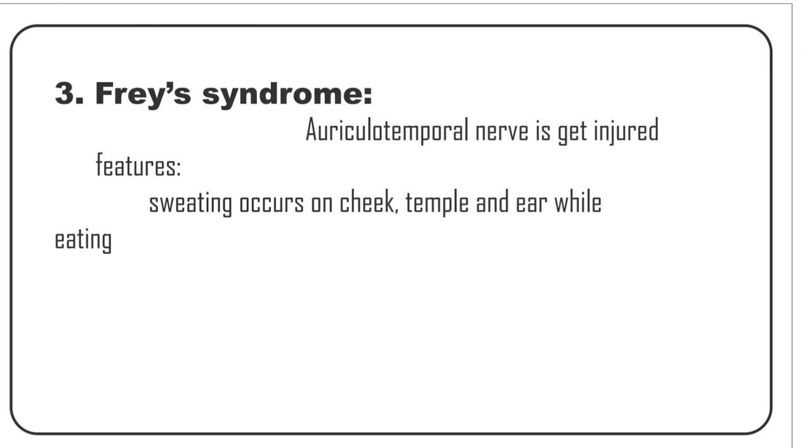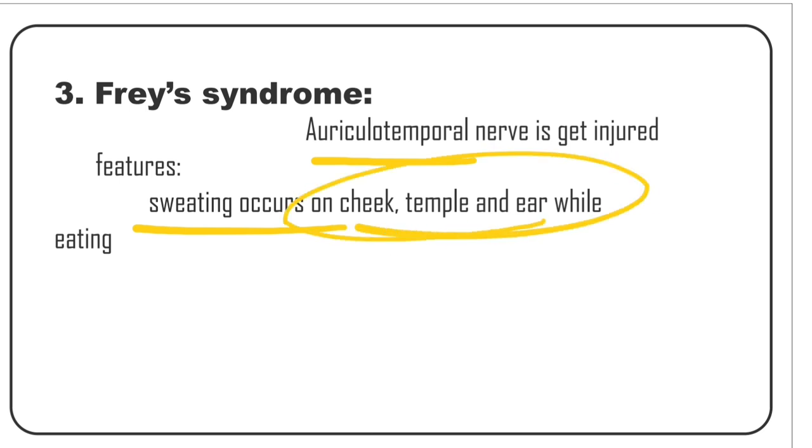So coming to Frey syndrome, the auriculotemporal nerve, which is the sensory supply for the auricular region and temporal region, and also provides the secretomotor function of the parotid gland. When this nerve gets injured, there will be sweating in the sensory regions supplied by the auriculotemporal nerve, so there will be sweating in these regions while eating. In Frey syndrome, another nerve also gets injured, that is the great auricular nerve.